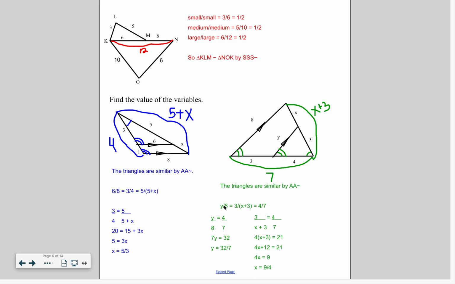Over here, same idea. I wrote the ratios of all the sides, and that helped me to say 4 to 7 is the scale factor and use that to solve for y and to solve for x. Again, push pause so you can take time to go over these.